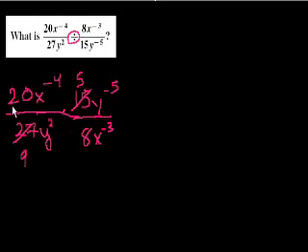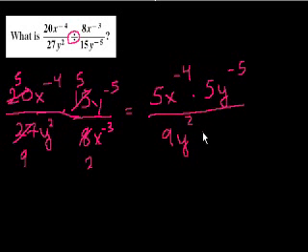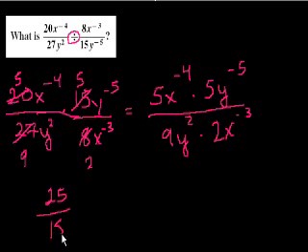If you divide this by 4, you get 5. If you divide this by 4, you get 2. And let's see, I don't want to do too many steps all at once. So you get 5x to the minus 4th times 5y to the minus 5th, all of that over 9y squared times 2x to the minus 3. So let's see, let's get all the numbers out. So that is equal to, see, 5 times 5 is 25, over 9 times 2 is 18.